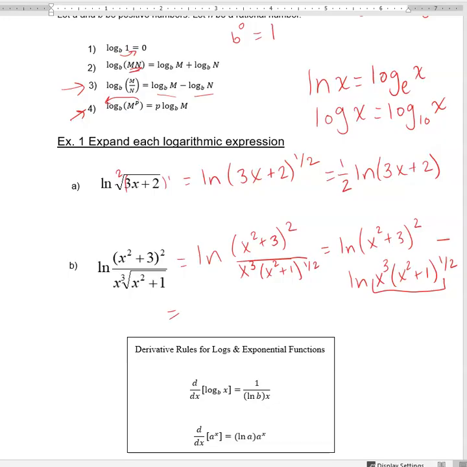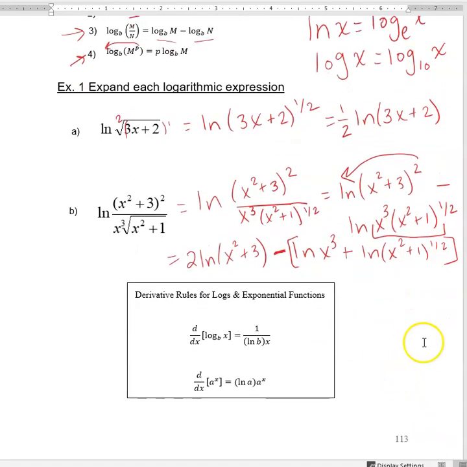By the way, this 2 is an exponent, so that can move to the front of that log. So we can write this as 2 times the natural log of x squared plus 3 minus the natural log of x cubed, and then it's addition here because there's multiplication, so the natural log of x squared plus 1 to the 1/2. But you have to be careful because this minus sign has to apply to both of those logs. That negative can get distributed.